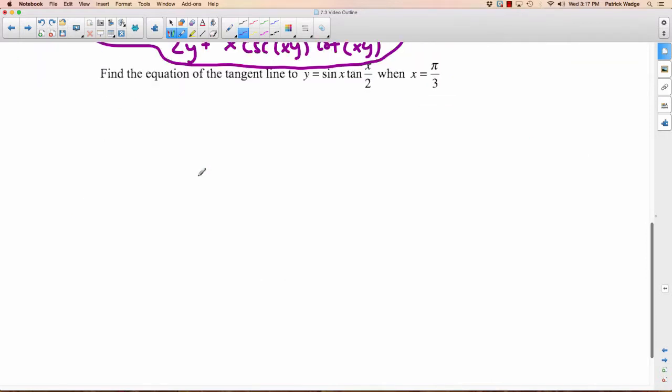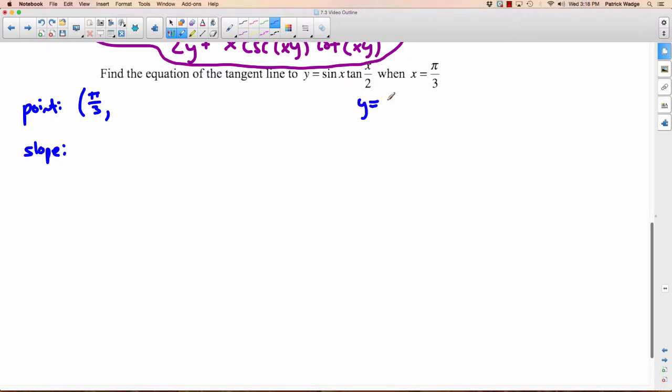Yay! Finding the equation of the tangent line. Boo! It's going to take a while. To get the equation of the tangent line, I need two things. I need a point, I need a slope. Point, well, I have the x value. The x value is pi over 3. How am I going to get the y value? I'm going to plug pi over 3 into here.